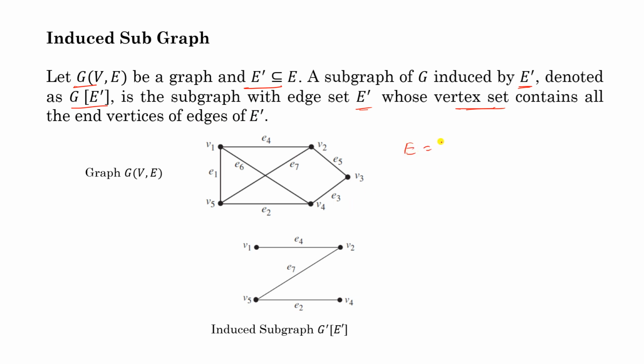Here E equals E1, E2, E3, E4, E5, E6 and E7. So first choose E'. E' equals, suppose, E4, E7 and E2. So first draw these edges. Automatically the end vertices V1, V2, V5 and V4, we have to include these end vertices. So this will be a subgraph induced by this edge set.